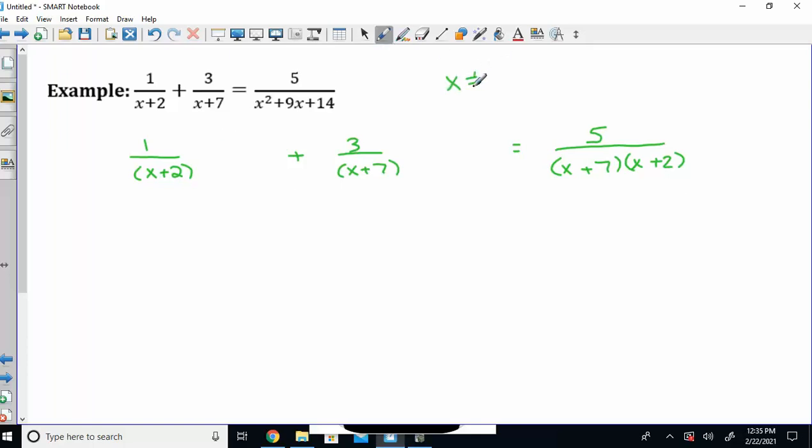What can x not equal here? -2 and -7. Yes. Good job. You have to set each thing on the bottom equal to 0. So then I have to multiply by both of those.